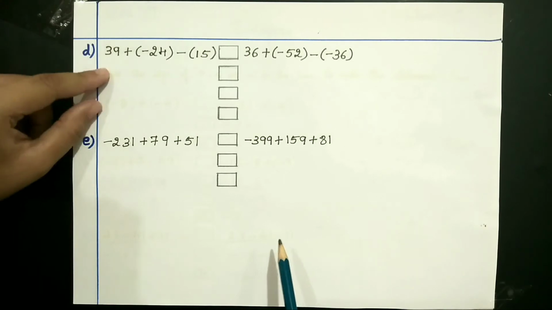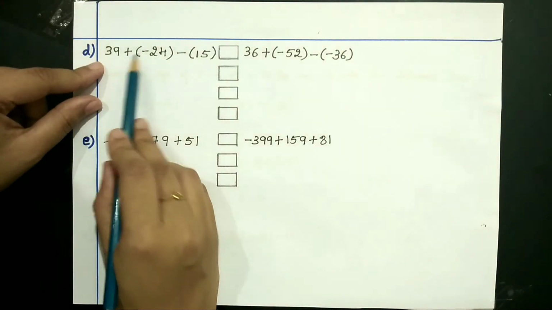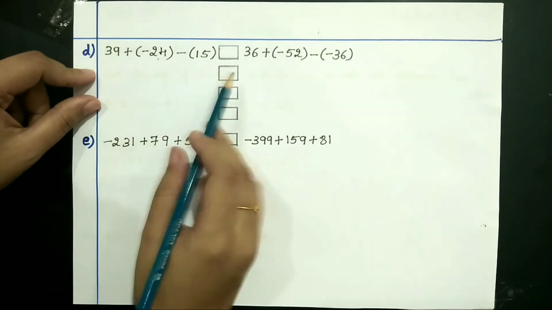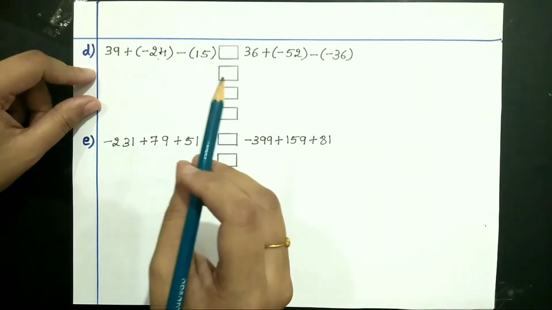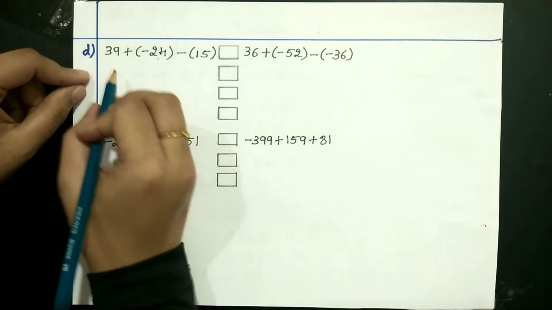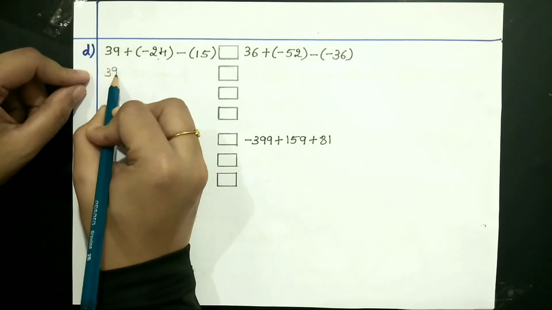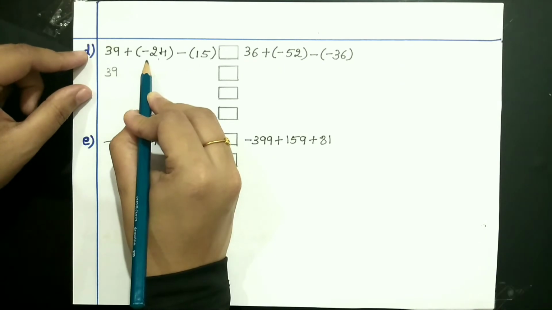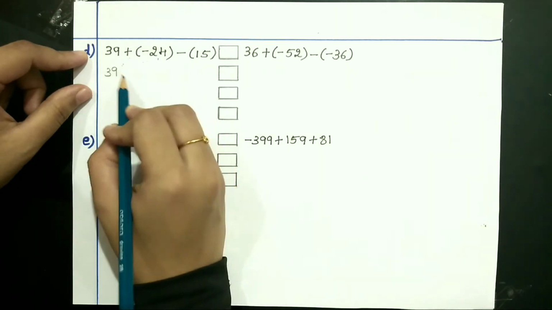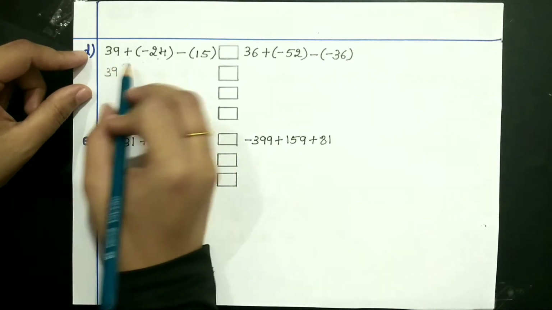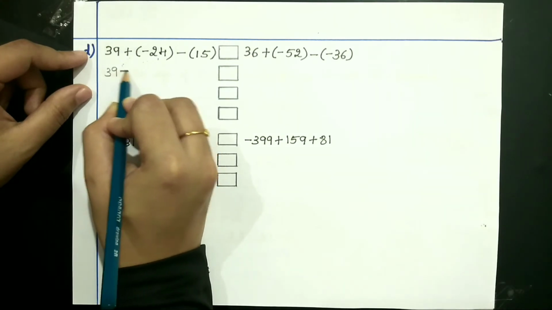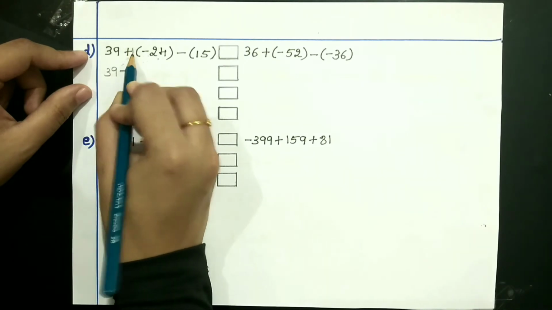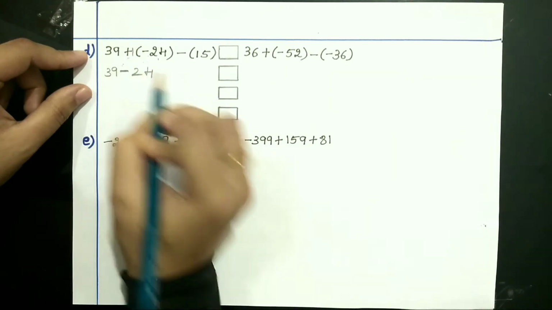Next, question number D, what are they telling? 39 plus in the bracket minus 24, then minus 15. So let us solve the brackets here using the rules of multiplication first. So this 39 I will write down as it is. Okay, outside the bracket it is plus, inside the bracket it is minus. Since the signs are different, according to the rules of multiplication, which sign do you have to give? Minus sign because the signs are different here. Then 24 ones is 24.